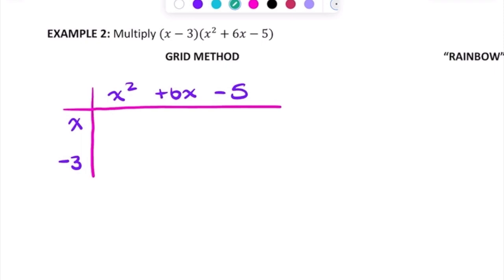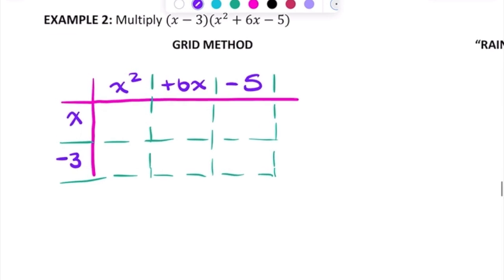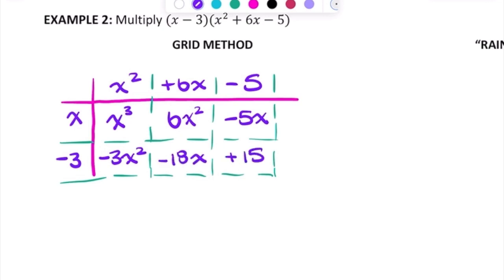All right, welcome back. I'm drawing in my grid lines here. So in between every single term going down and between every single term going across. Now, because I have a binomial times a trinomial, now I have 6 multiplications I have to do. And that's totally fine. In my top left row, I get x cubed. Moving to the right, I get 6x squared and -5x. Now the bottom row, starting from left to right, I get -3x squared. I get -18x, and I get +15.